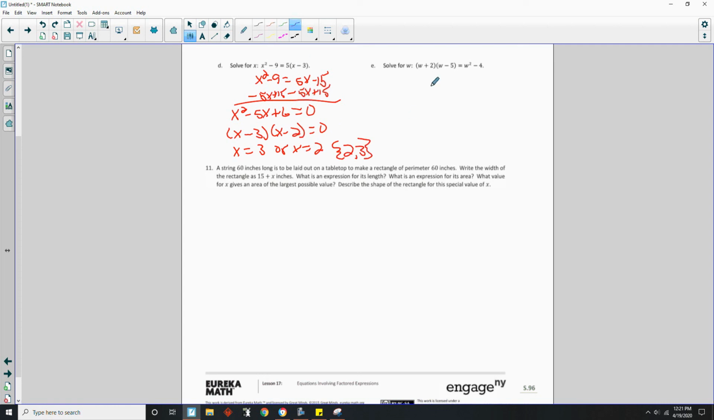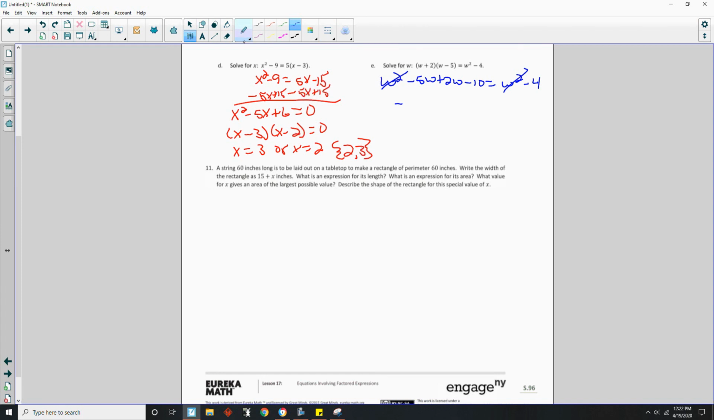Okay. Last one. E. Solve for w. W plus 2 times w minus 5 equals w squared minus 4. So I'd FOIL this, and I'd get w squared. Outer is minus 5w, inner is plus 2w, and last is minus 10 equals w squared minus 4. Well, when you have a w squared here and a w squared here, and you subtract them, they cancel. If I add 4 over here, I get negative 5w plus 2w.